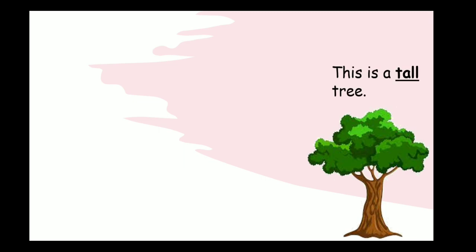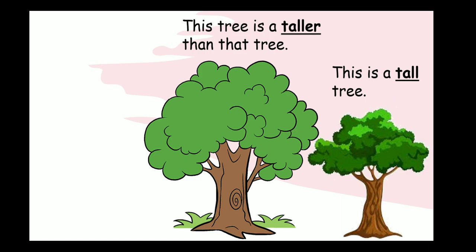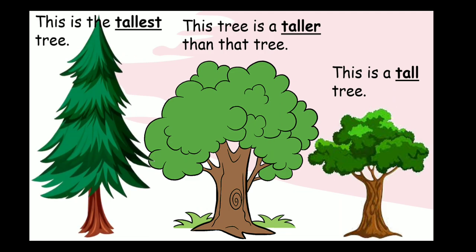This is a tall tree. This tree is taller than that tree. This is the tallest tree. Now here we have used three forms of the same adjective, and they are called degrees. So tall is the positive degree, taller is the comparative degree, and the tallest is the superlative degree.